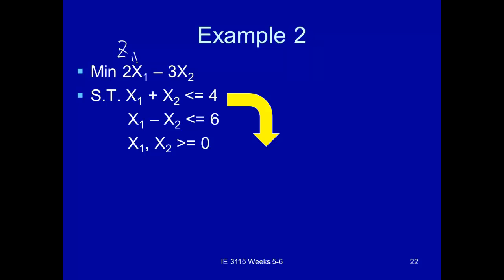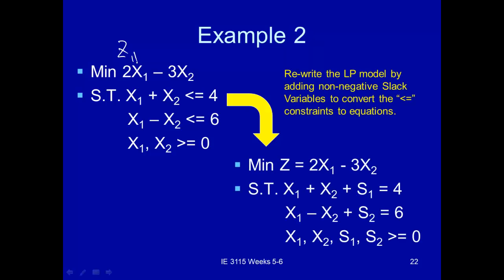We add the slack variables, so we'll have 2 slack variables. We minimize z equals 2x1 minus 3x2, and we add 2 slack variables, and make sure you add those slack variables to your constraints and make them greater than or equal to 0.